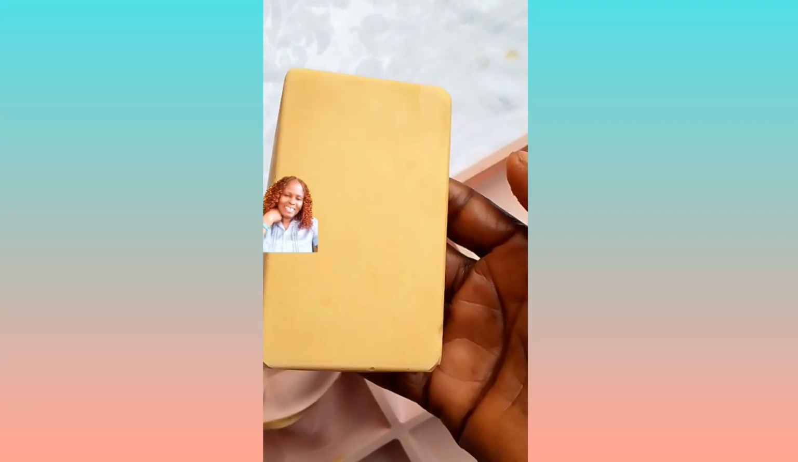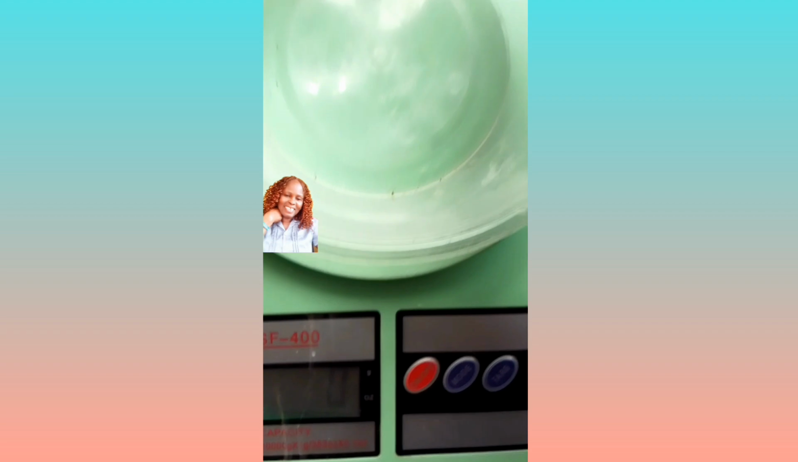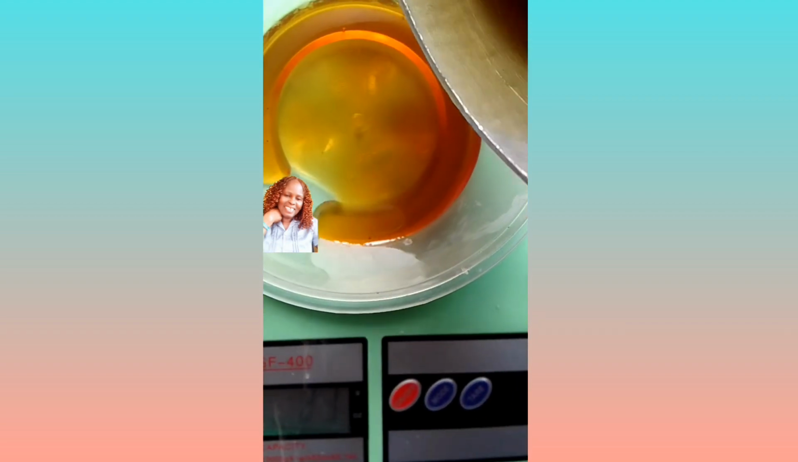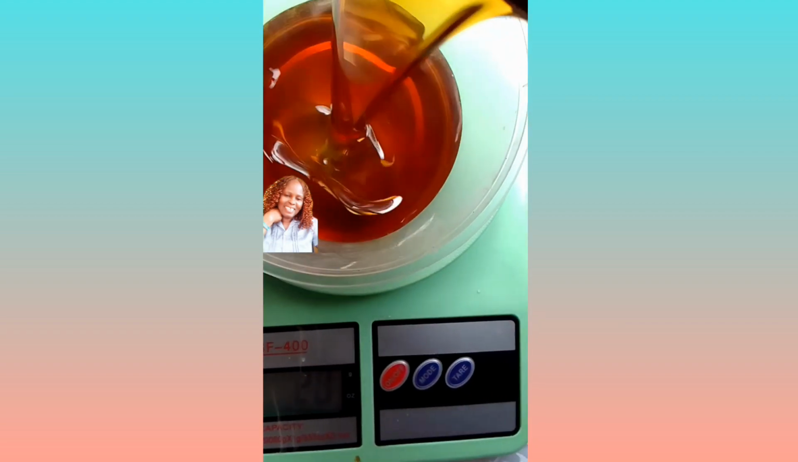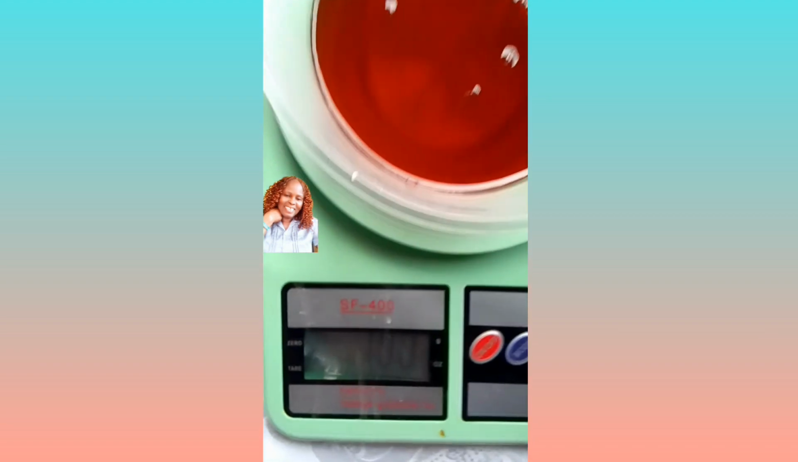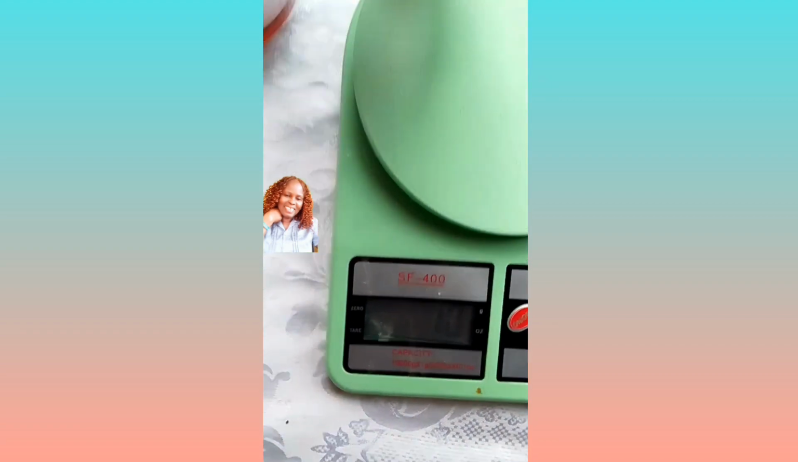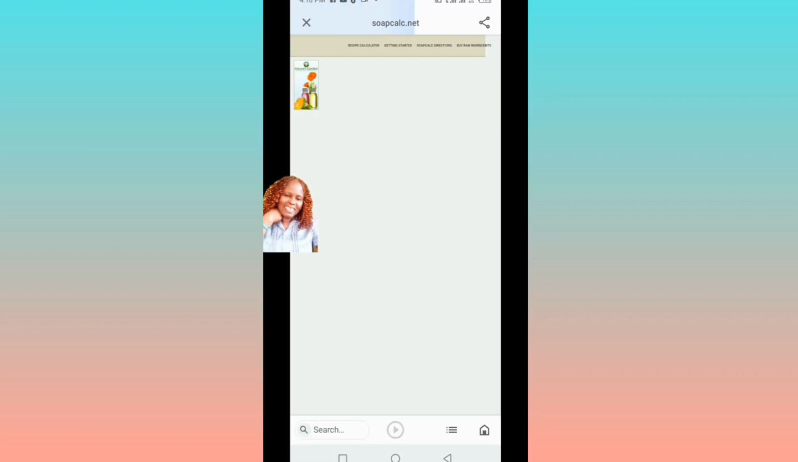Allow soap calc to always calculate the amount of caustic and water for you. All you need to do is measure out your oil. Now, using this bleached palm oil, I first of all calculated how many grams of oil I have. I have 100 grams. Now I will stop and go to soap calc.